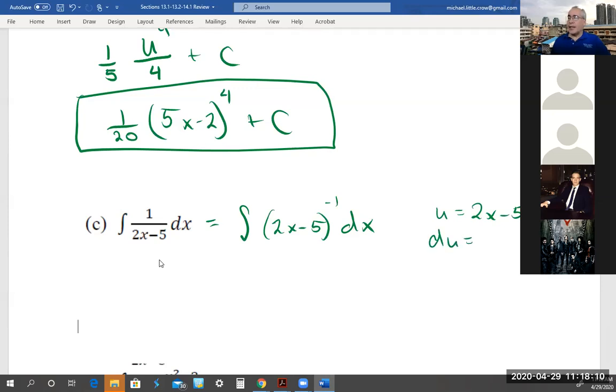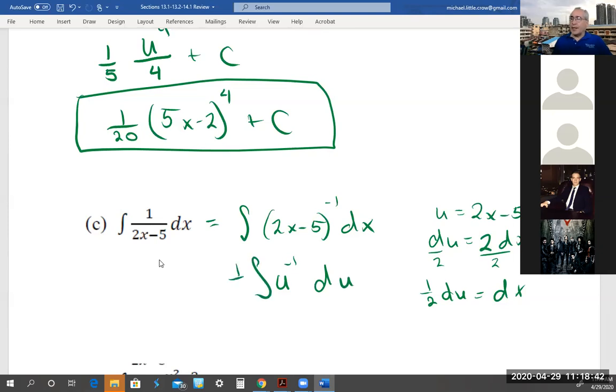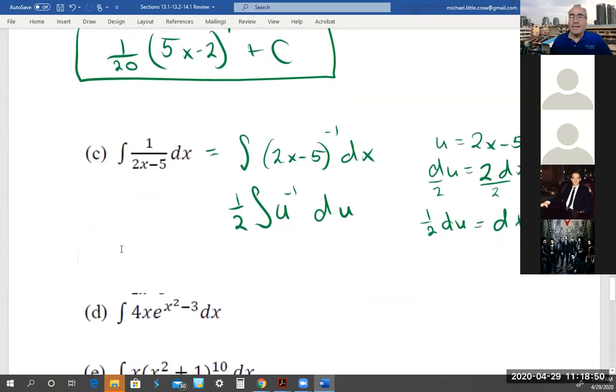Take the derivative of both sides. So over here, this derivative becomes 2. That's 0, so it's 2 dx. Divide both sides by 2. So dx is 1/2 du. Now let's make those substitutions. So this becomes u to the minus 1. dx becomes du with a constant multiplier out front. u to the minus 1 integrates as what? Anybody?